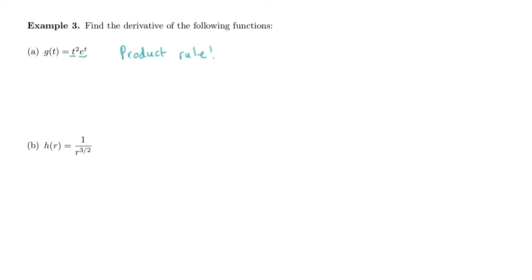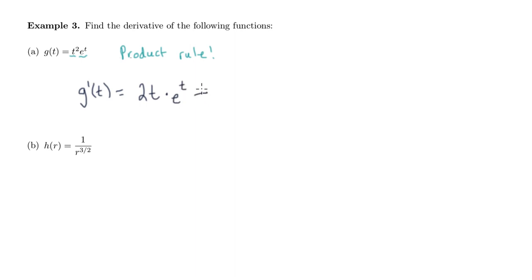So what does the product rule say? Well, the product rule is pretty easy to get the hang of. All you do is just pick one of the functions. I'm just going to pick t squared. Take the derivative, so 2t, and then multiply by the other function.